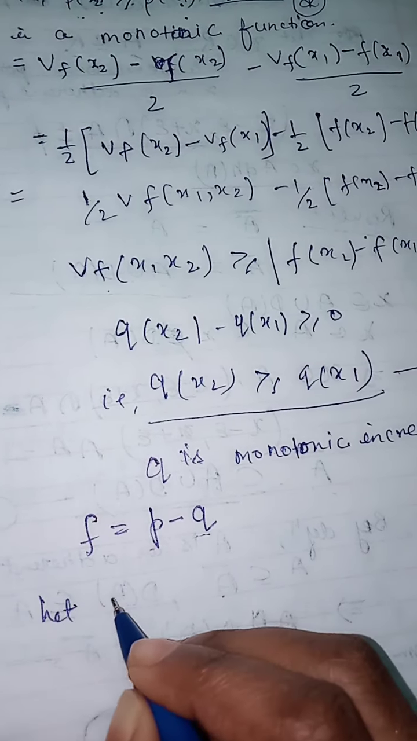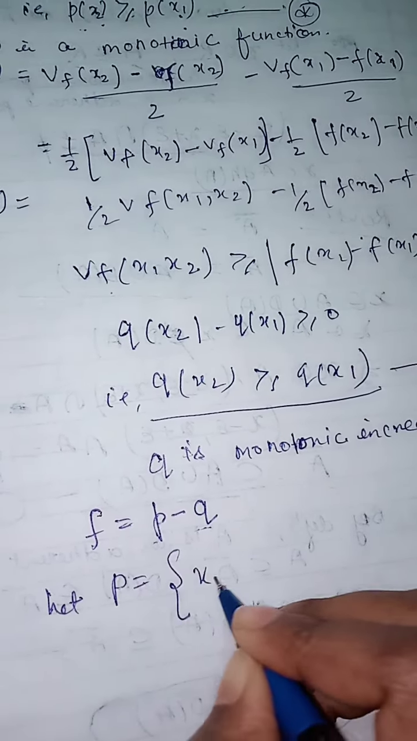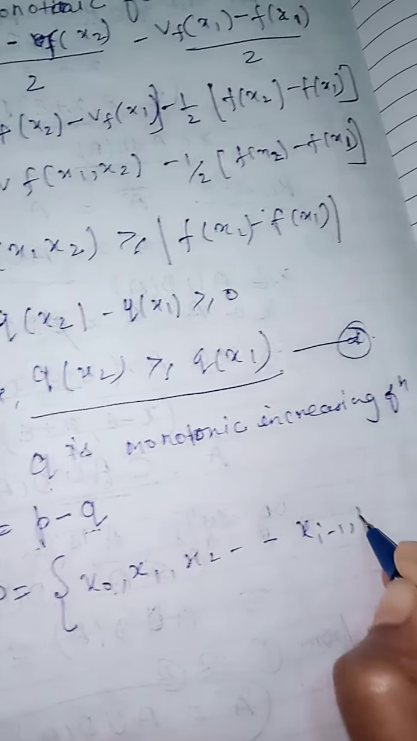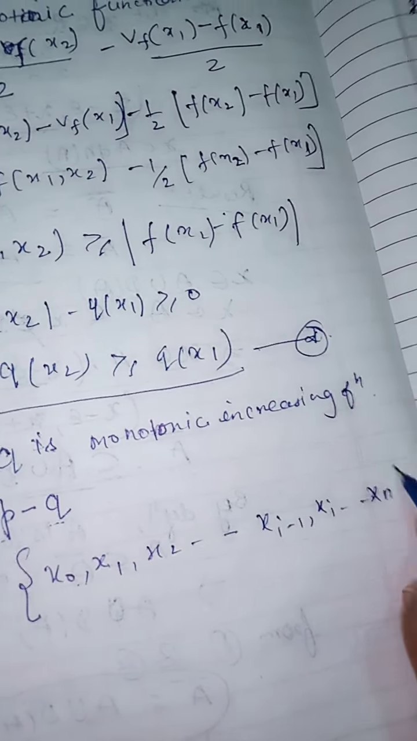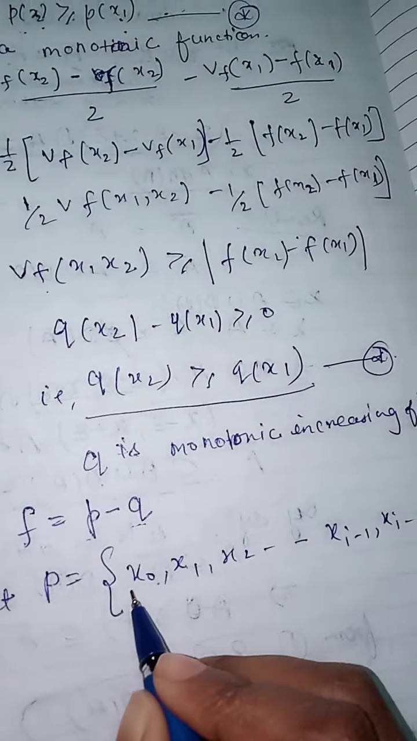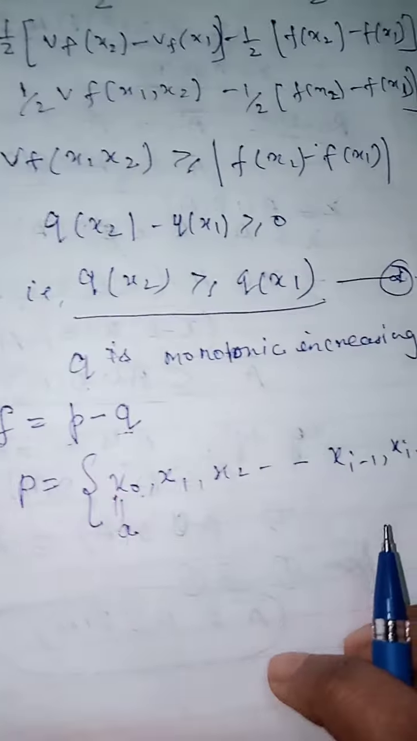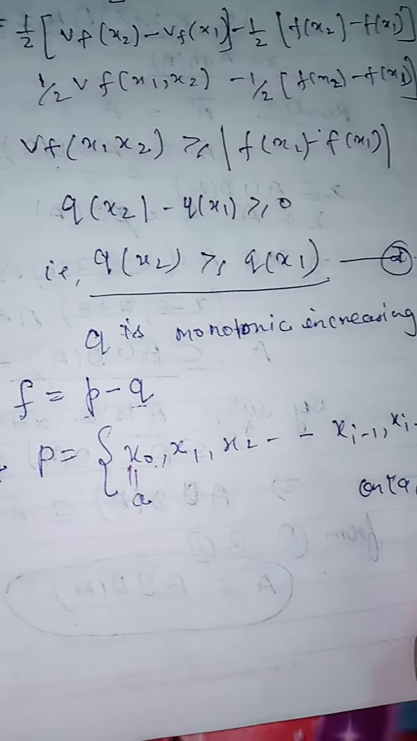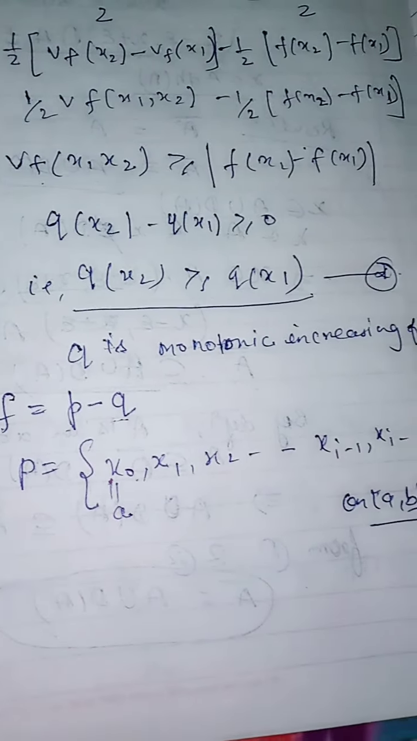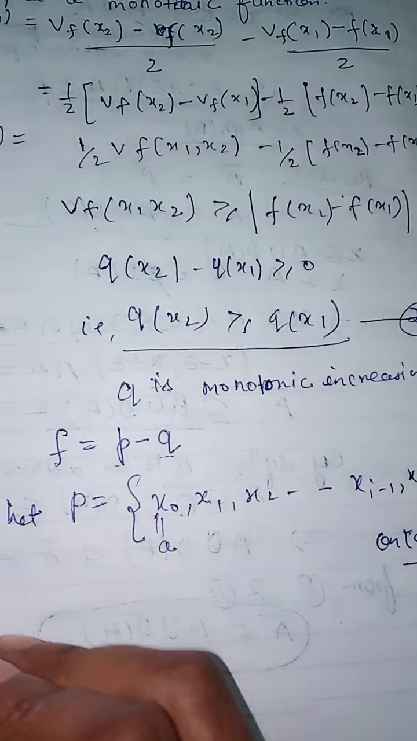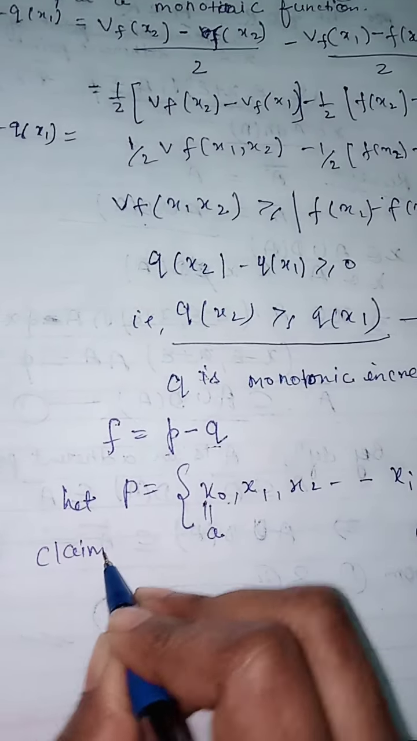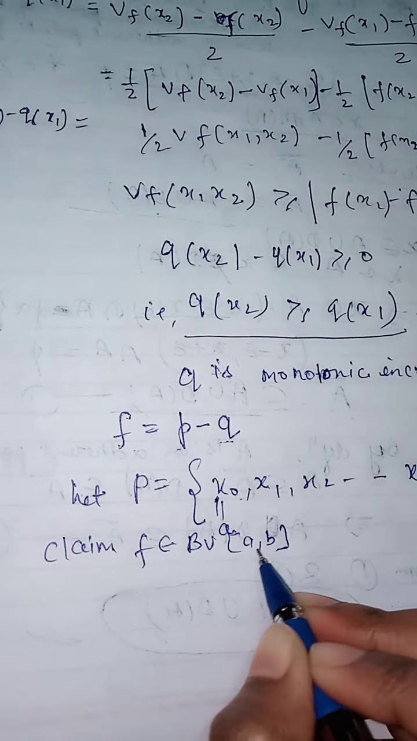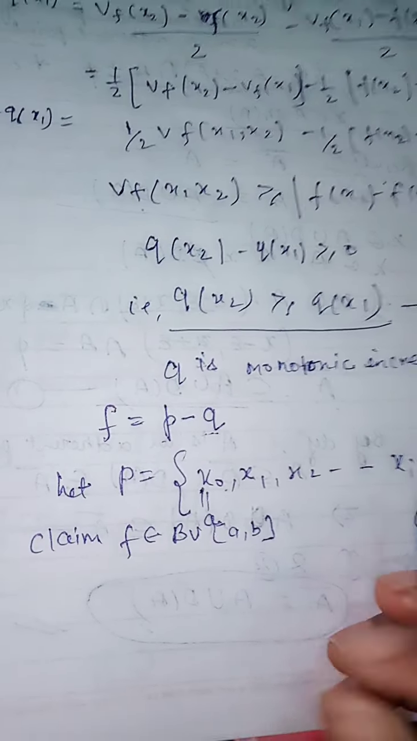First, what we have to do is take a partition. So take a partition, choose x0, x1, x2, ..., x(i-1), xi, up to xn, where xn is b and x0 is our a. So this is our partition on the closed interval [a, b]. Inside this closed interval we have chosen a partition. Now what we have to claim is that the function belongs to bounded variation on the closed interval [a, b].